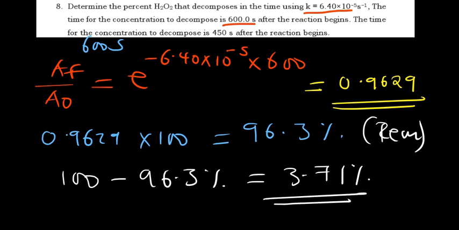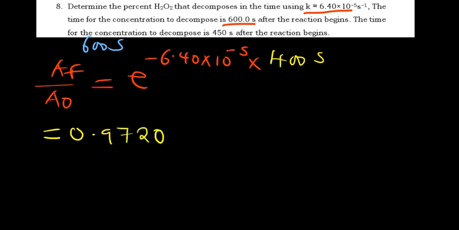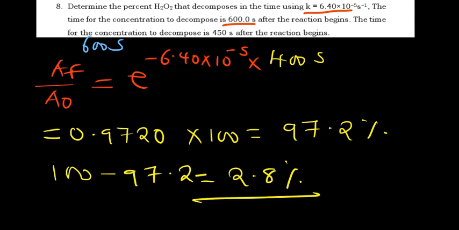Same concept can be applied to the different time of 400 seconds. So you can find the ratio of the final to what had remained initially. So you will notice that the value is 0.9720, okay, times 100 to get a percentage, it becomes 97.2%. This is how much had remained. Equally, you can subtract from 100 to determine how much had decomposed. So you find that it's 2.8% in this case. So that's how you handle question 8.